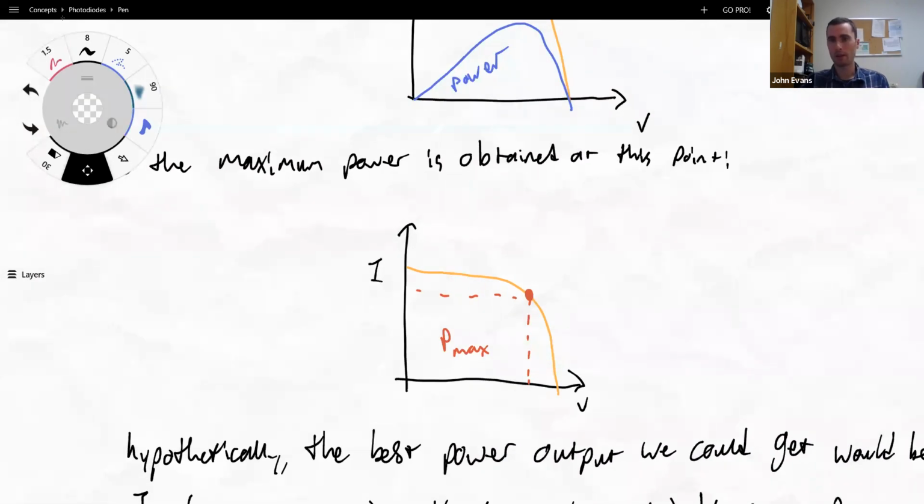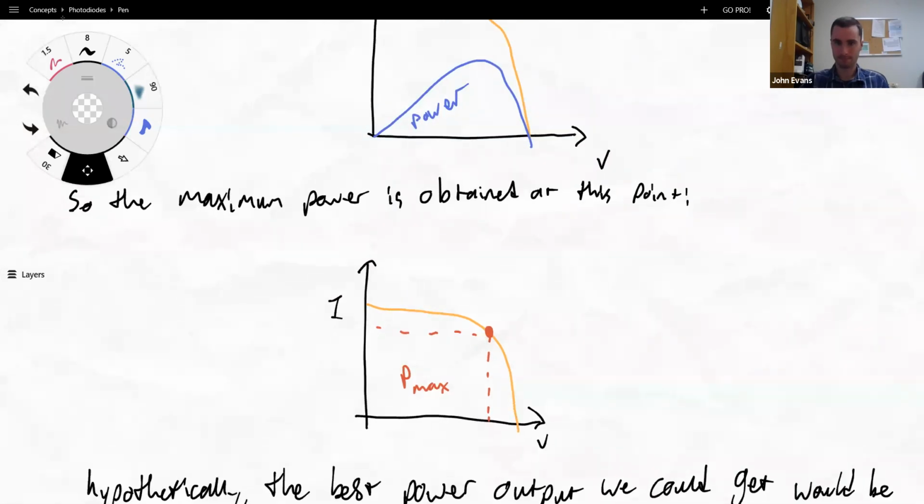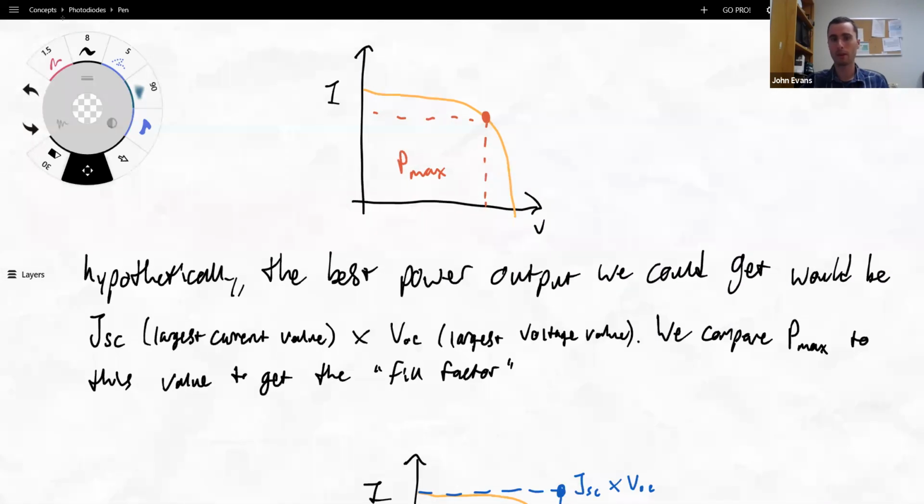And usually it's drawn on the curve kind of like this. We call that P max. Now, hypothetically, the best power output that we could expect from our semiconductor is going to be our JSC or our ISC multiplied by our VOC. So we are going to set that as the ideal, right?